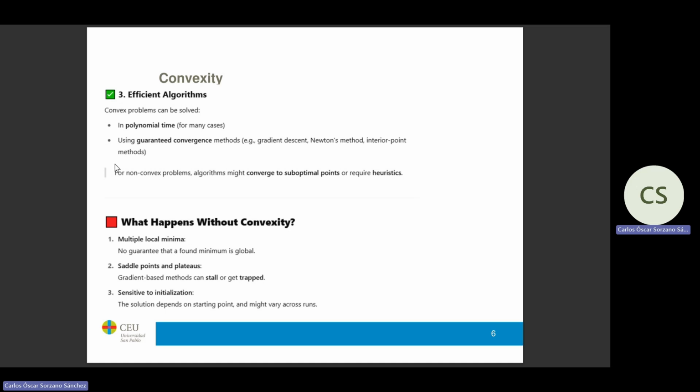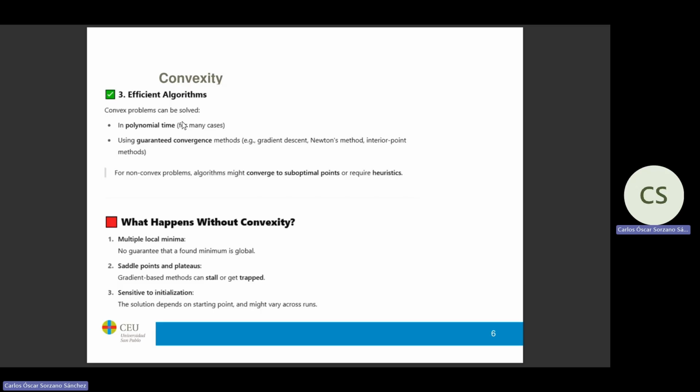Okay, then if the function is convex, optimizing it can be solved in polynomial time, so finding the optimum can be very, very fast. And there are methods that are guaranteed to converge to the minimum. So those are very nice properties. If the problem, on the contrary, is non-convex, then these methods converge to local minima. So they converge to suboptimal points.